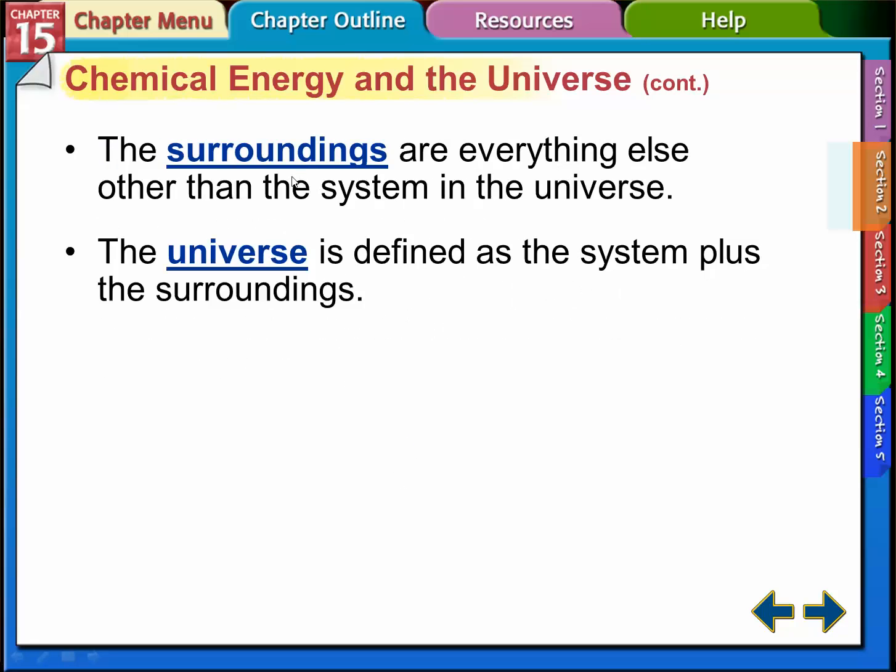Everything else that's not part of the system is our surroundings. So the universe is the system plus the surroundings, right? Put it a little simpler: surroundings are everything else other than the system in the universe.